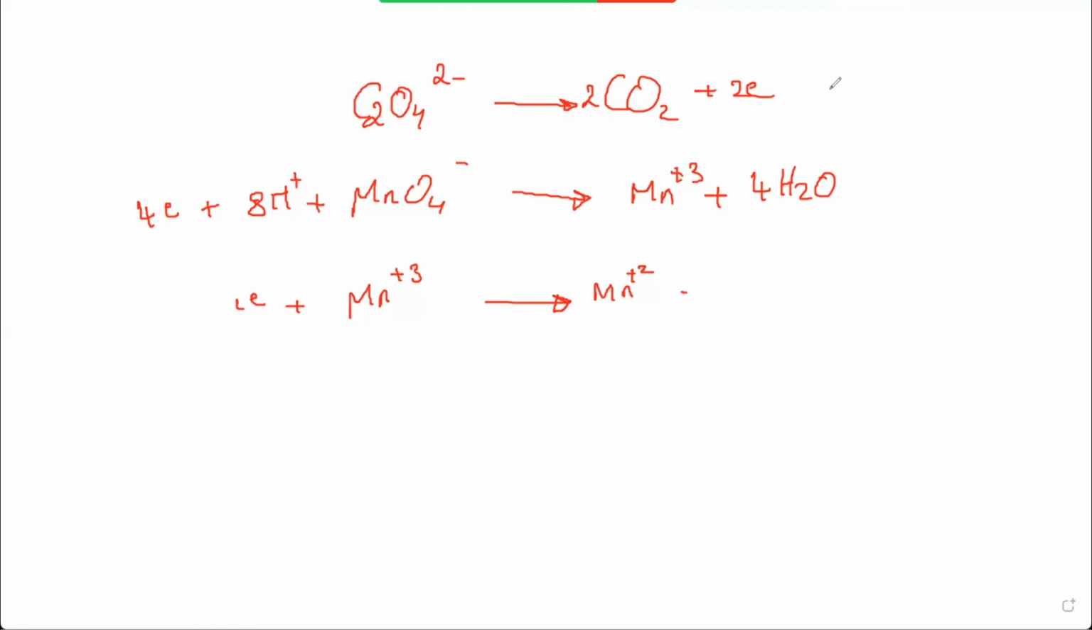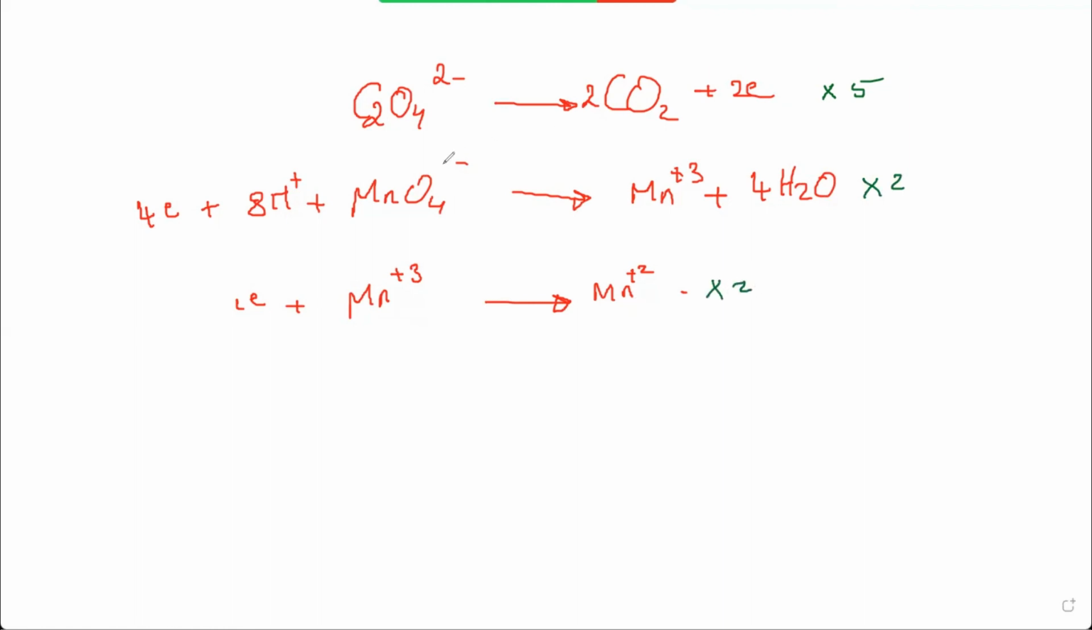So here basically, if we multiply this equation by 5, we'll have 10 electrons. And here, if we multiply by 2, we'll have 8 electrons. And here, if we multiply by 2, we'll have 2 electrons. So this one we will multiply by 2, and this one will be multiplied by 2.